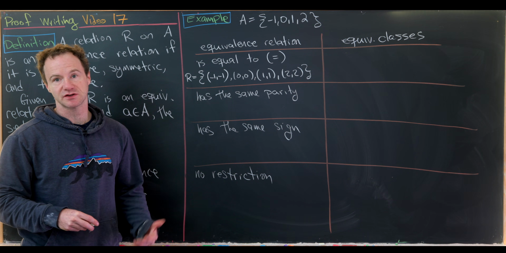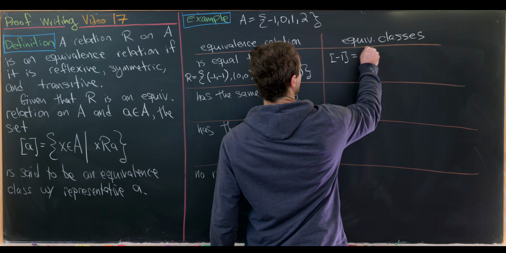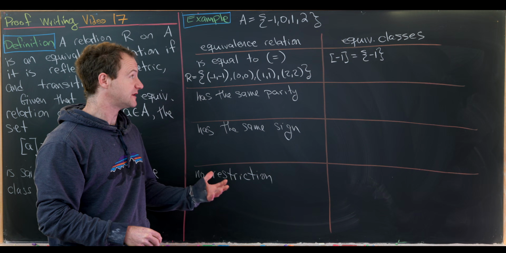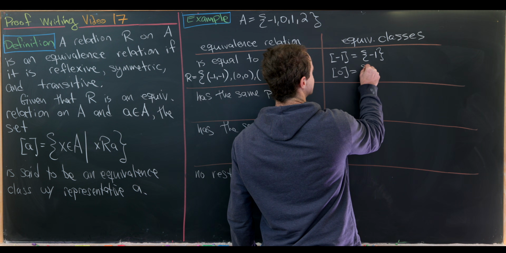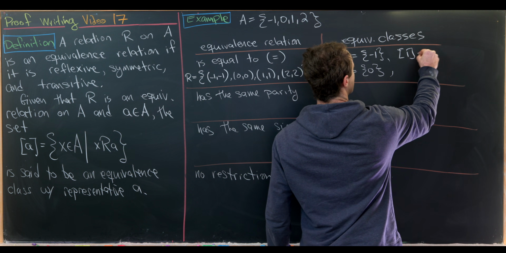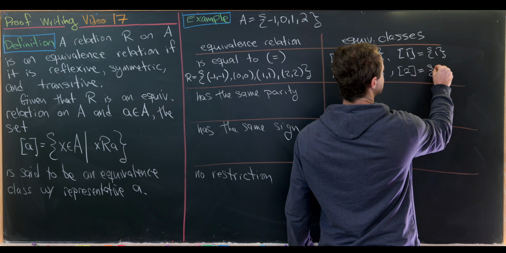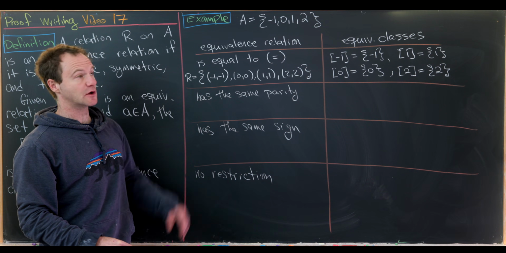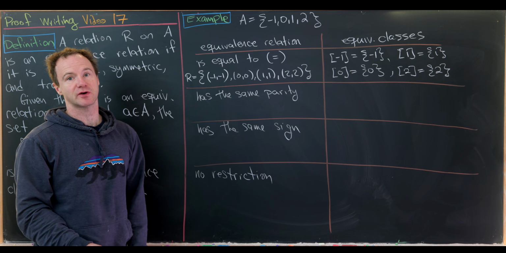Okay, so now let's look at the equivalence classes. Notice the equivalence class of -1 will simply be the singleton {-1}. That's the only thing that's related to -1. Furthermore, the equivalence class of 0 is just the singleton {0}. The equivalence class of 1 is simply the singleton {1}, and the equivalence class of 2 is simply the singleton {2}. So we can definitely have equality be an equivalence relation, but I would say it's not super interesting.